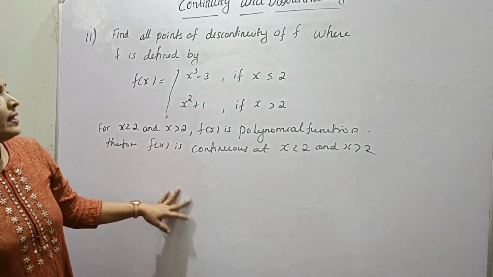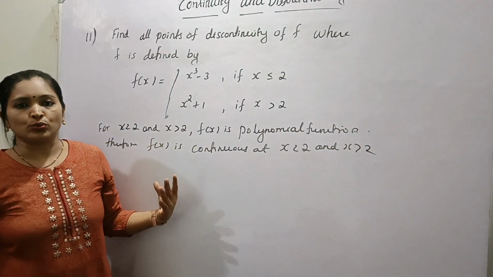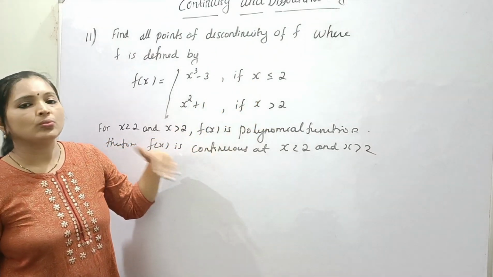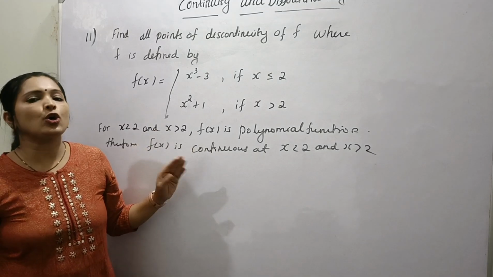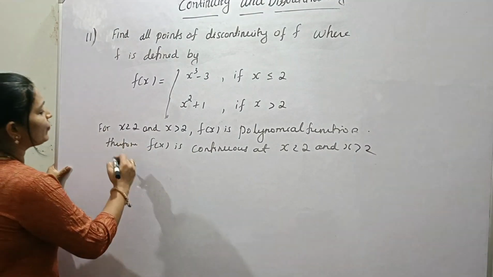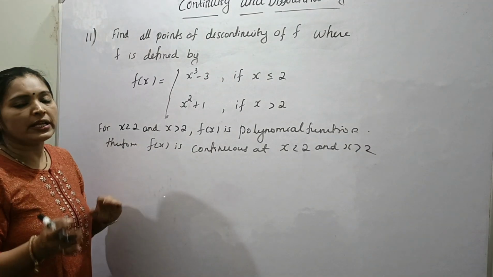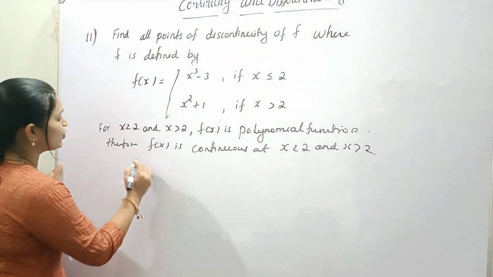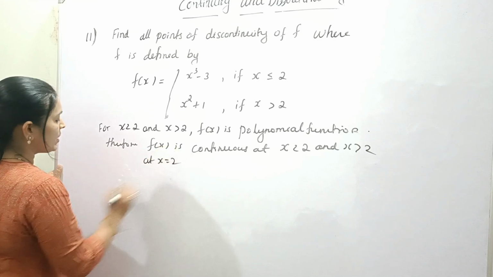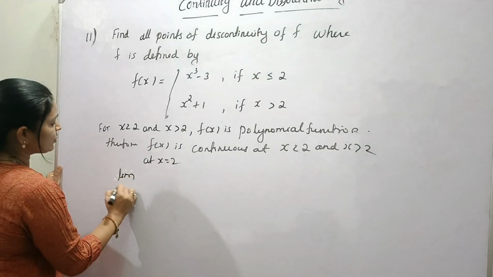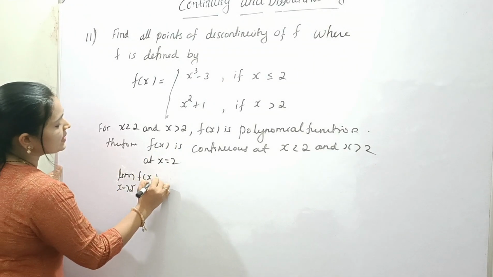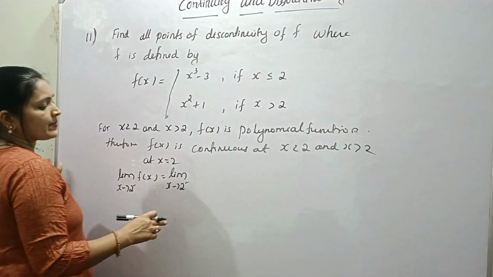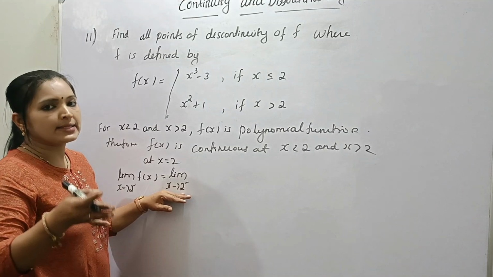Then next we have to check at x is equal to 2, whether it is continuous or not. So for that, here also we need to find the left hand limit and right hand limit of the function at x is equal to 2. So here limit x tends to 2 minus f of x. x tends to 2 minus means x less than 2.